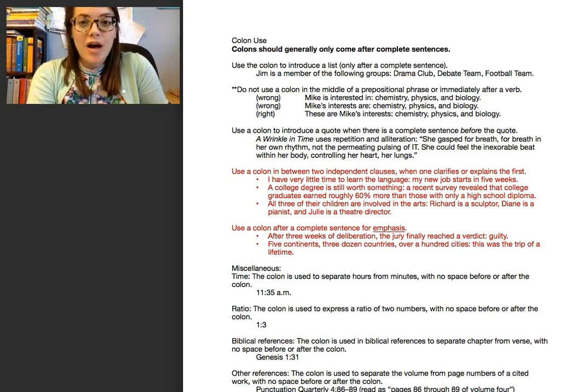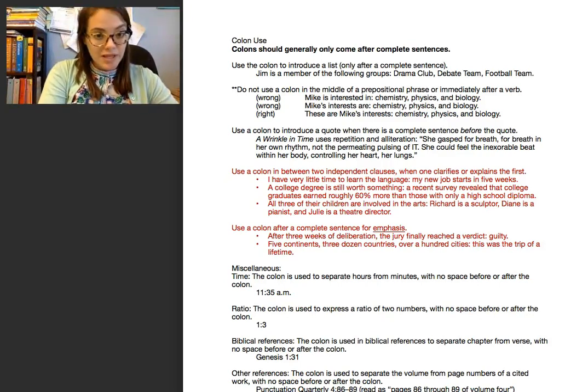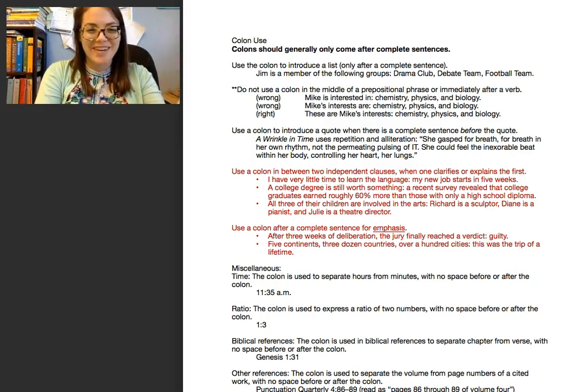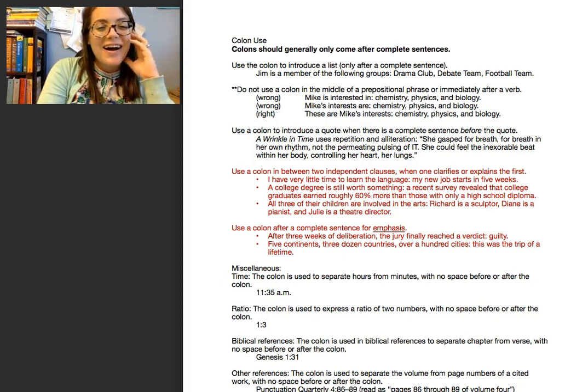Hey guys, I want to talk about colons, and probably we should have done this before we did dashes, so you know what I mean when I say it can take the place of a colon. But these are all the ways you can use colons.